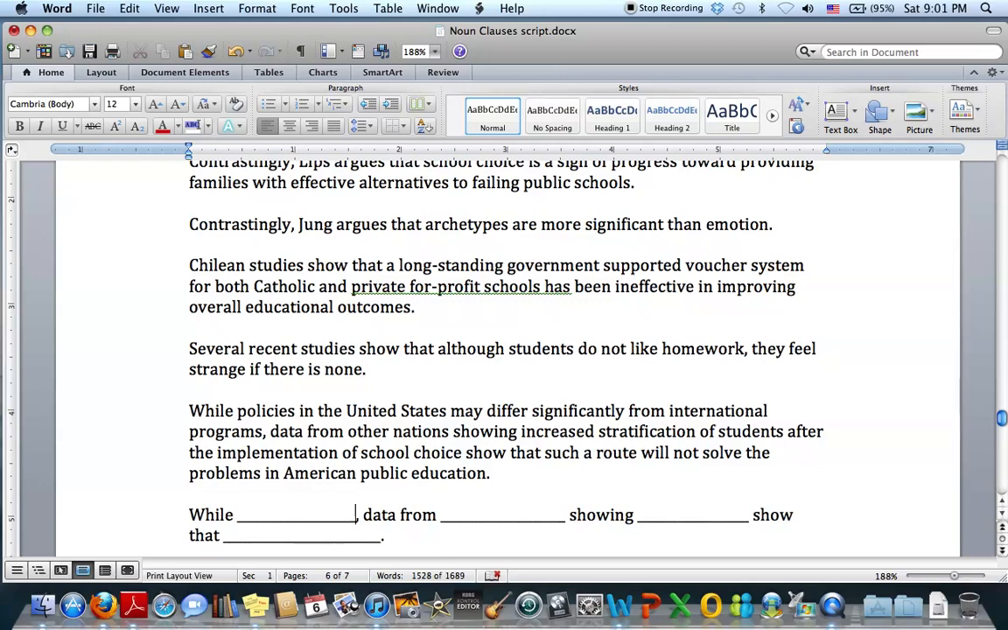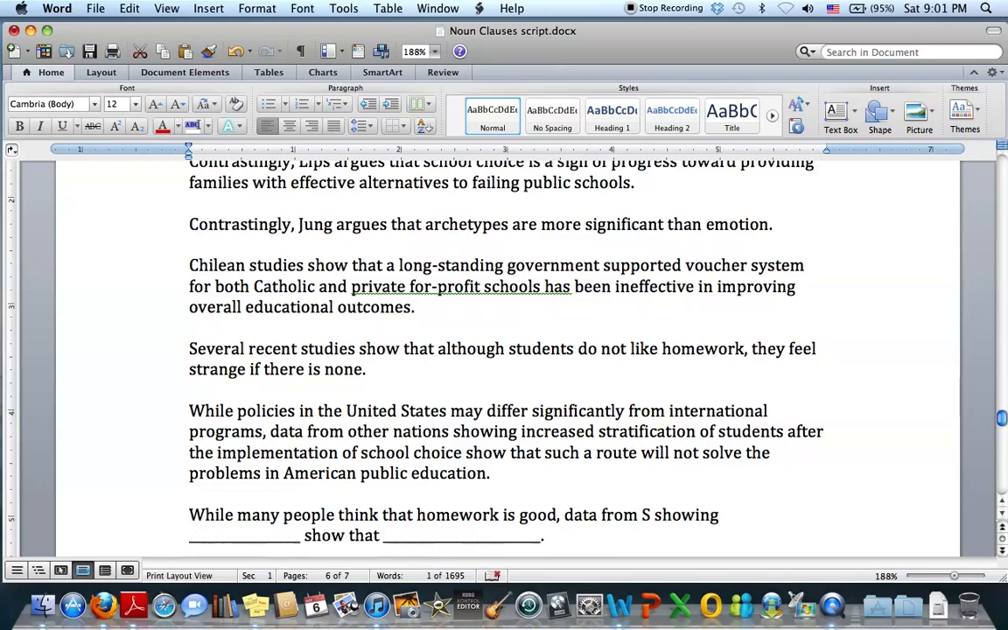Okay, so let's try doing this piece by piece. This is going to be kind of tough, all right? Let's see here. I can start with that. While many people think that homework is good, data from, all right, I'm just going to pick a country at random right here. Sweden, because what the heck, why not Sweden, you know? So data from Sweden showing, okay, now I have to say what it's talking about right here, right?